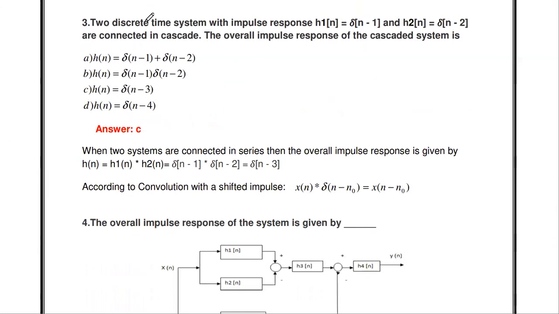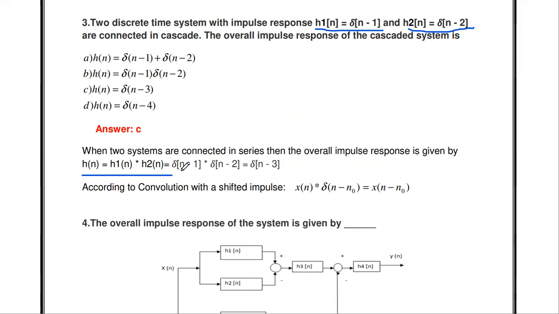Two discrete time systems with impulse responses h1 of n equal to del of n minus 1, h2 of n equal to del of n minus 2 are connected in cascade. The overall impulse response of the cascaded system is dash. Okay, this is the question. So already you know if two systems are connected in cascade, the overall impulse response is a convolution of the individual impulse responses.